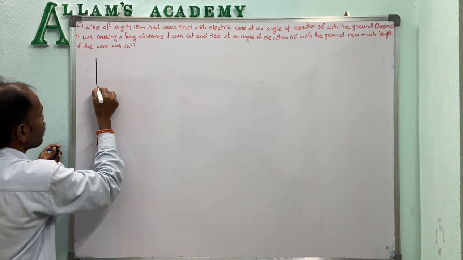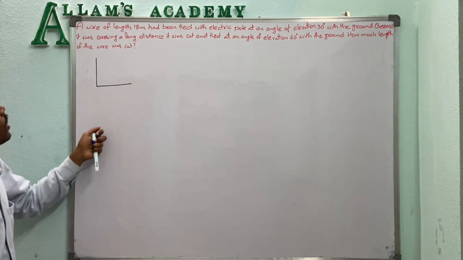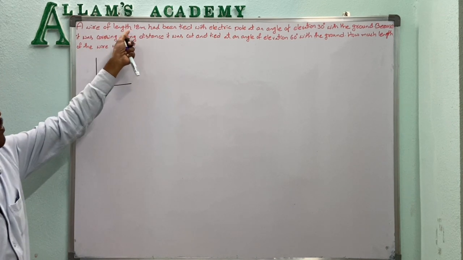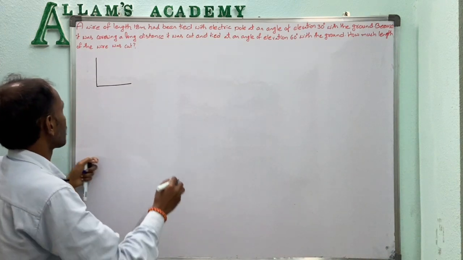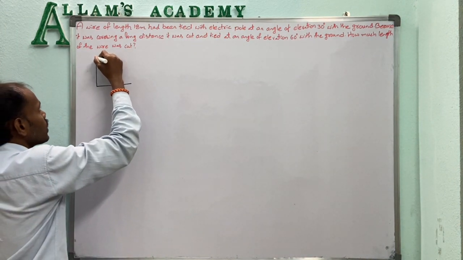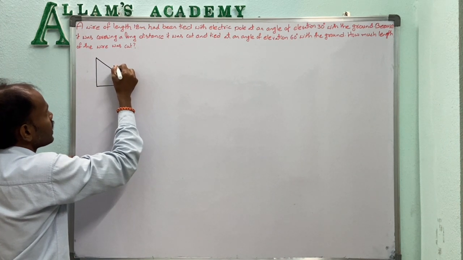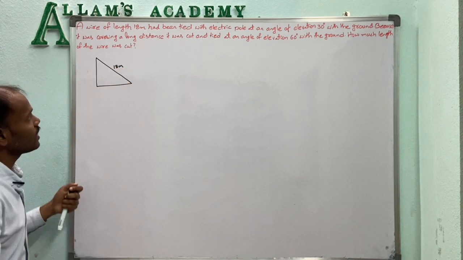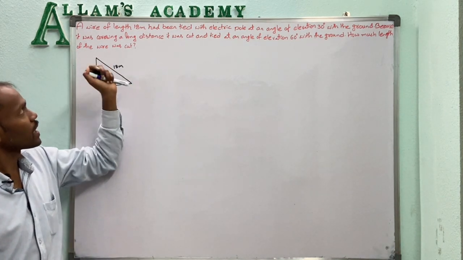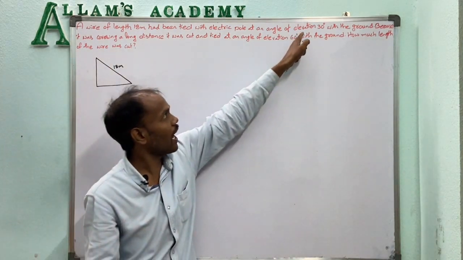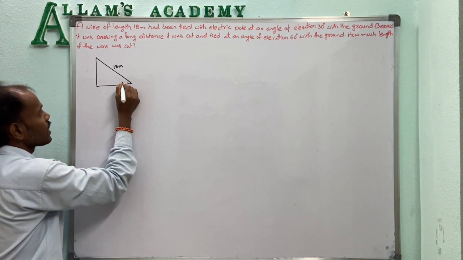The electric pole has a wire tied to it from the base, and the wire is 18 meters long. From the base to the top of the electric pole, the angle of elevation is 30 degrees.